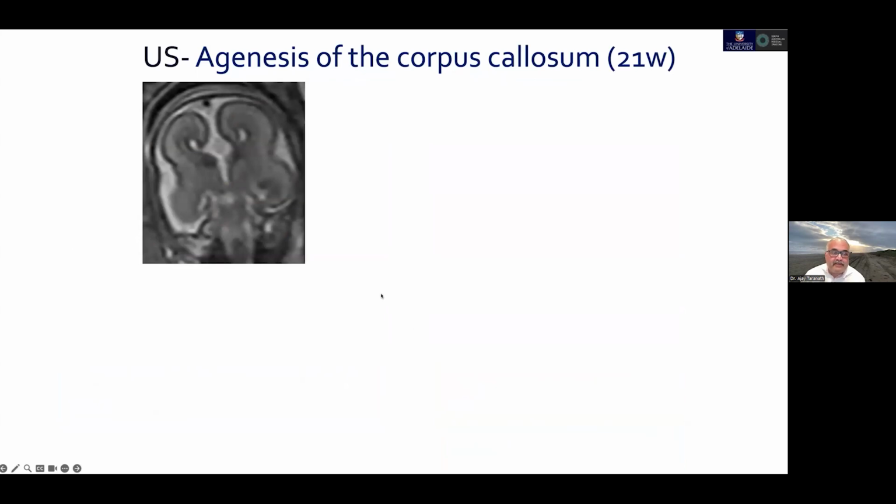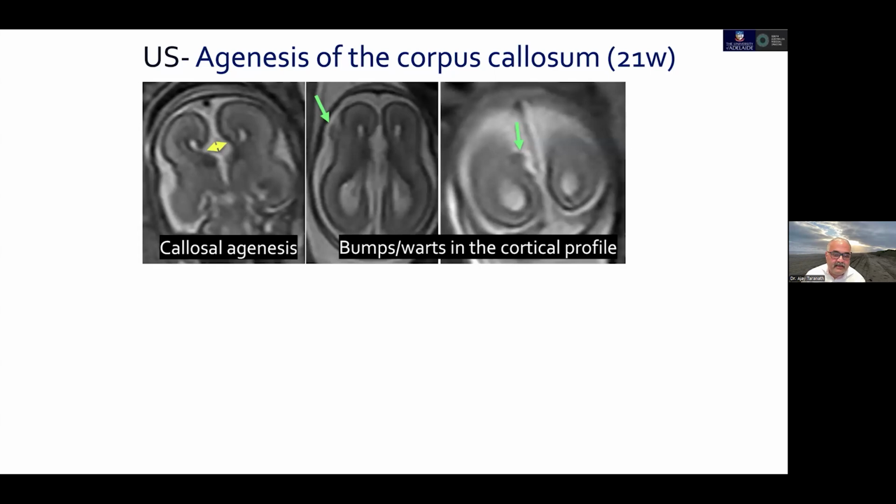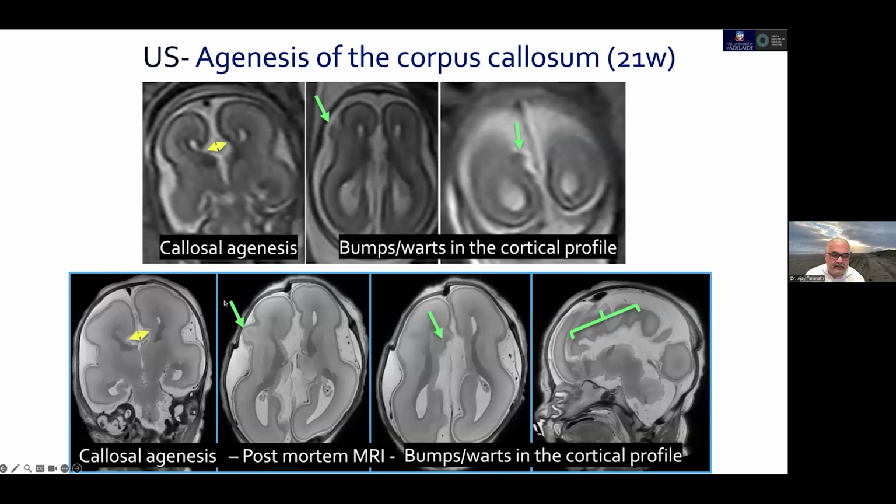So this is a case of agenesis of the corpus callosum, where you don't have the crossing over of the corpus callosum on the coronal T2 and the classic finding of the bull horn appearance to the frontal horns. But in addition to that, we also found bumps or warts in the cortical profile. That's all seen very nicely on the postmortem MRI. That entire medial aspect of the right hemisphere is bumpy. We are still awaiting the histopath on this.